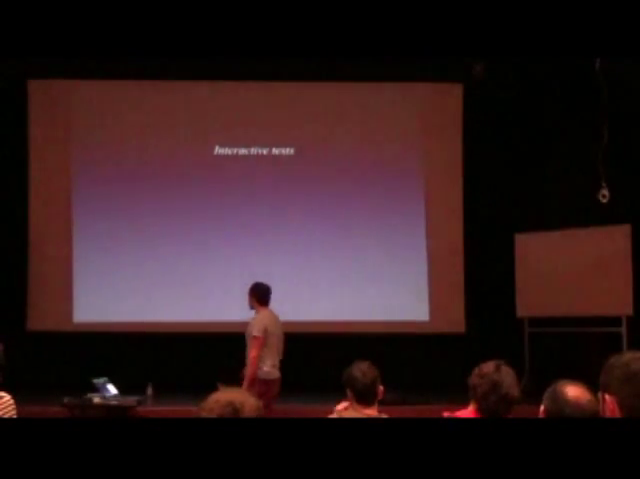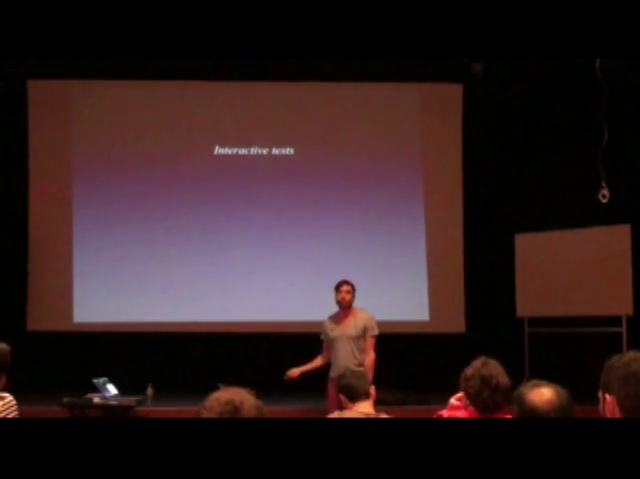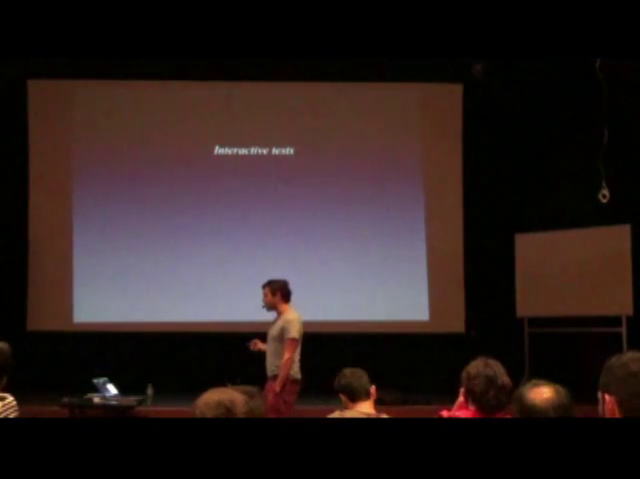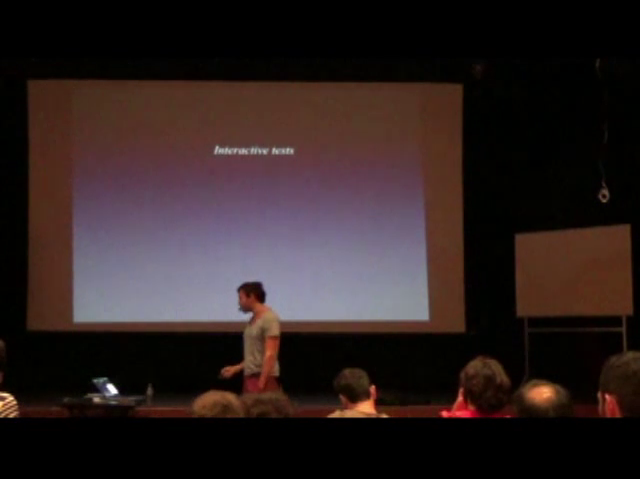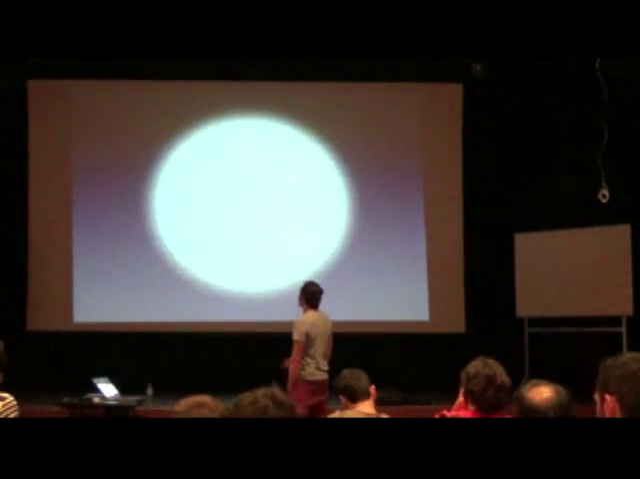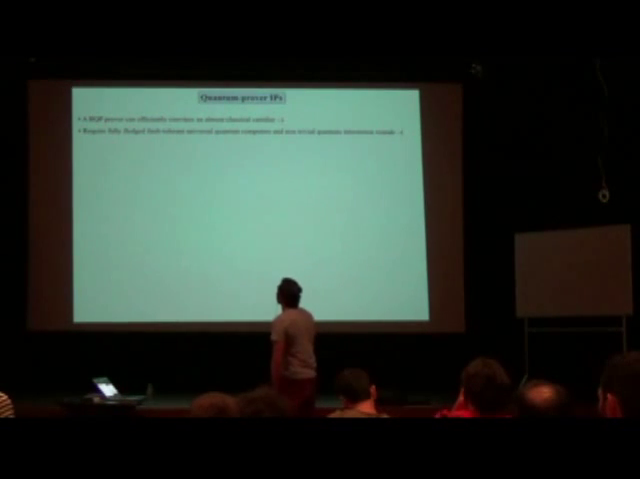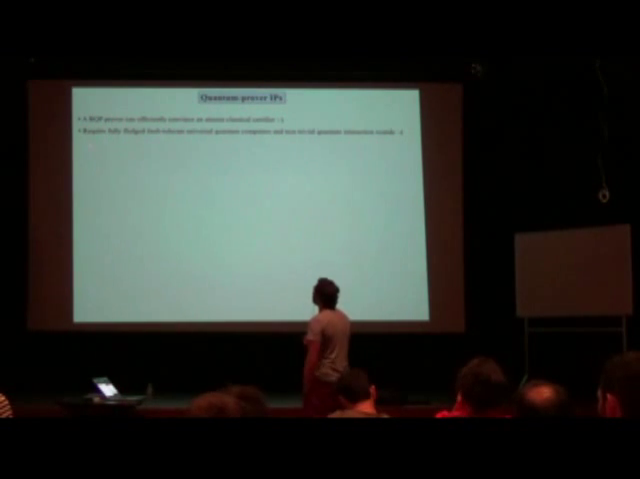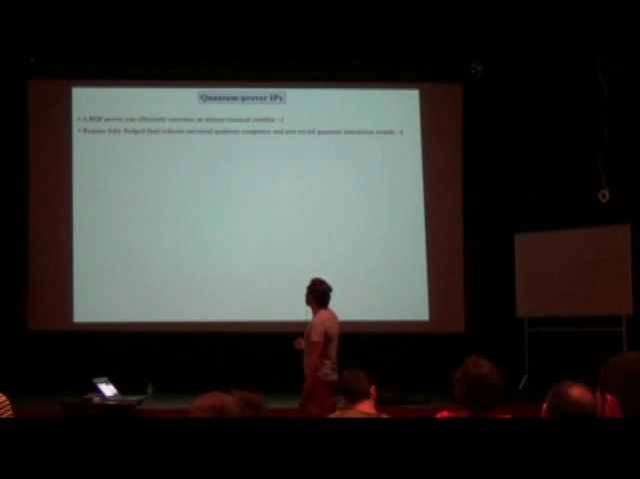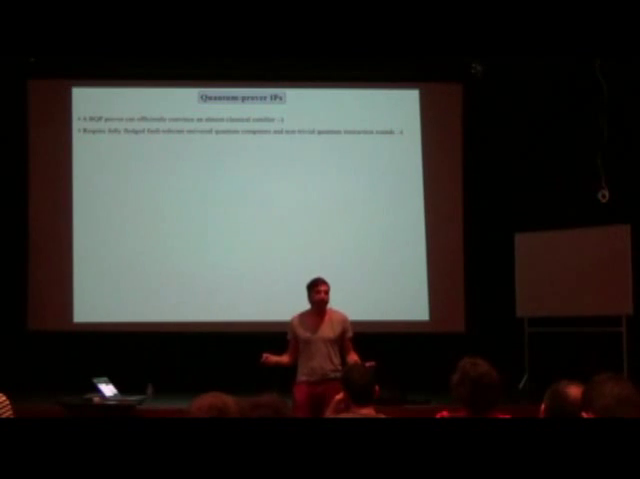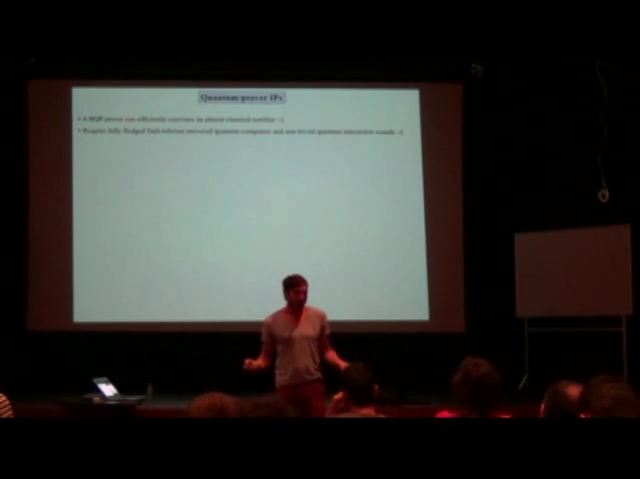And now let me talk about the known techniques that fall into this paradigm of certification, right? The first one are interactive tests, the quantum prover interactive proofs that I was talking about in the beginning. Here you have a BQP prover that can efficiently convince an almost classical certifier. This is nice, but the obvious disadvantage is that it is a nice academic solution, but it's still academic.